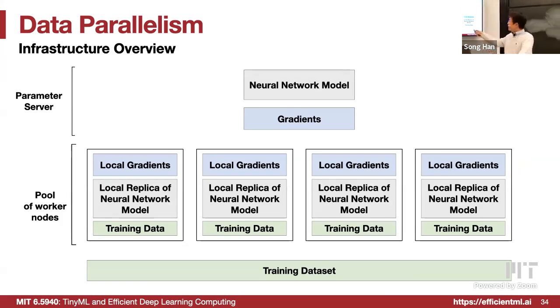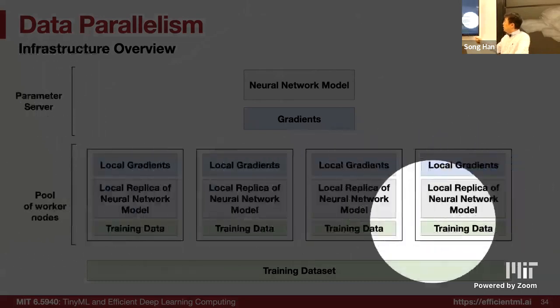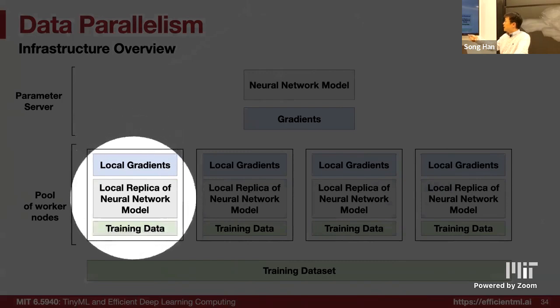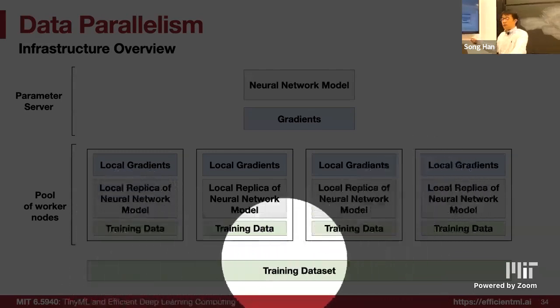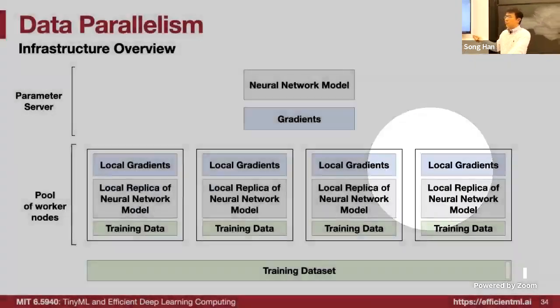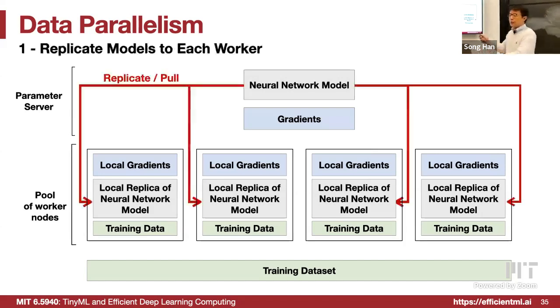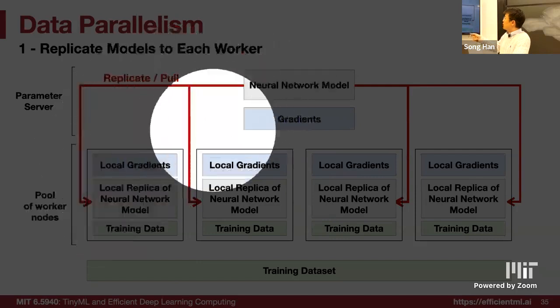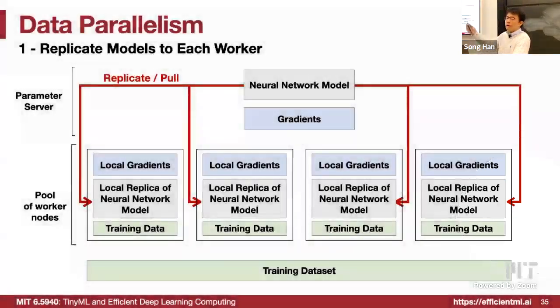Put another way, we have a neural net model and a gradient in the parameter server, and we have a pool of worker nodes, each including the gradient, the local replica of the neural network model, and the training data. The training data is split from the entire training data set into 4 parts. Each GPU is responsible for 1 part. To begin with, the parameter server will replicate the model, and each worker will pull the model from the parameter server. So 4 workers, each will pull the model from the parameter server.